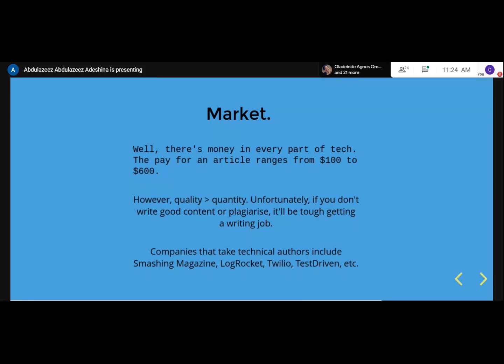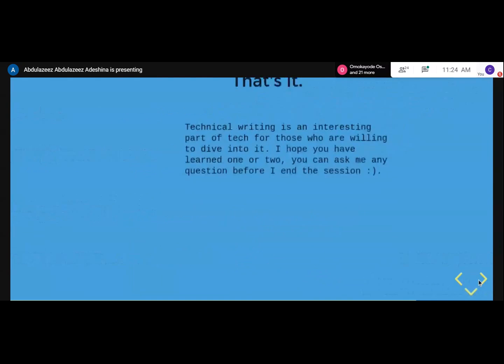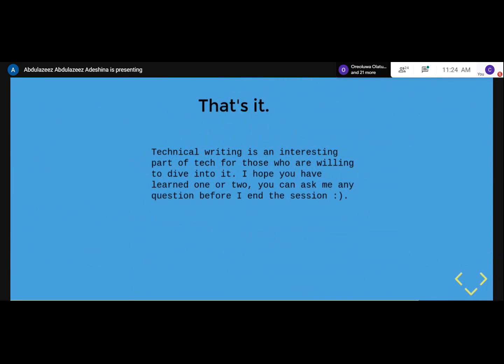Quite a few companies I've written for that I know personally will pay you. Smashing Magazine, we have LogRocket, Twilio, we have Test Driven, and there are a couple of others. Auth0 also takes content writers. I think Fauna also. You can check for an exhaustive list. I think there's one I could not find while making this draft, but I'll find it later. And actually, that is it.